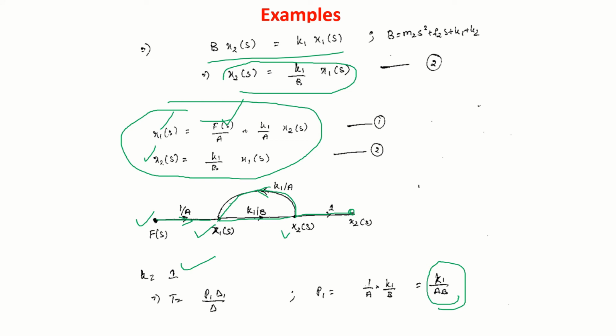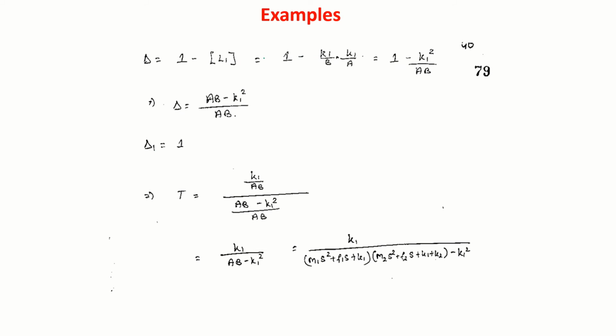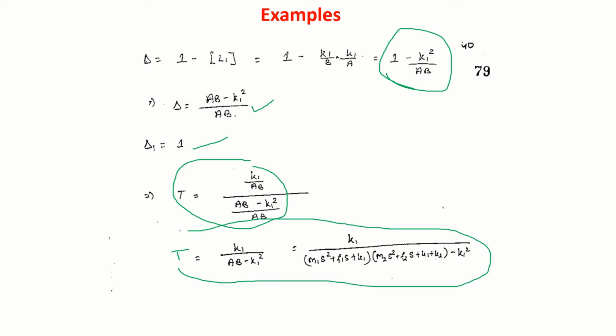Delta is equal to 1 minus this loop. Correct? That is 1 minus k1 squared by ab, or you can write ab minus k1 squared by ab. It is touching all the loops, so delta 1 is 1. Now p1 delta 1 by delta, if you substitute the a value and b value, you will get your transfer function. So by the signal flow graph method, also you can get this. You can solve these equations and get the transfer function. So it looks interesting. These are the ways we can model the physical system and obtain the overall transfer function.